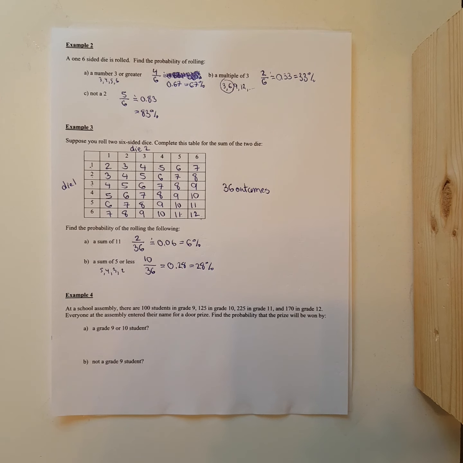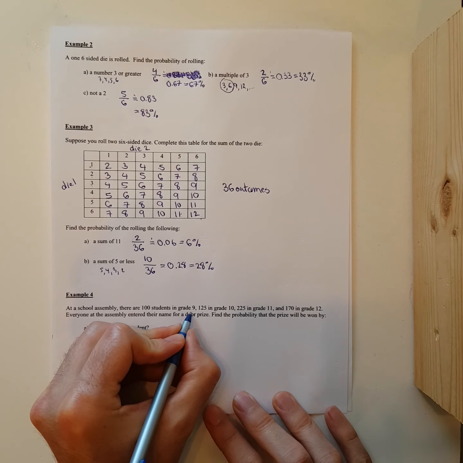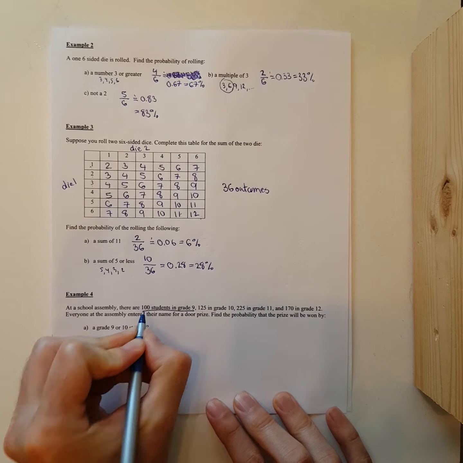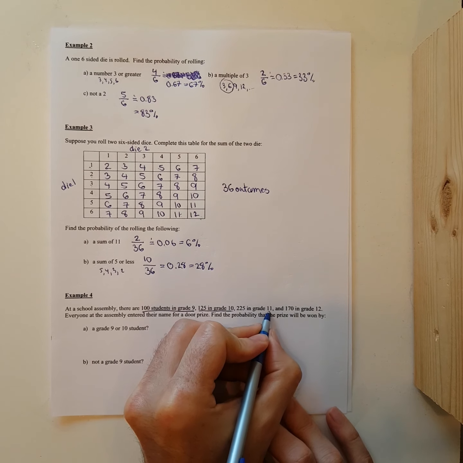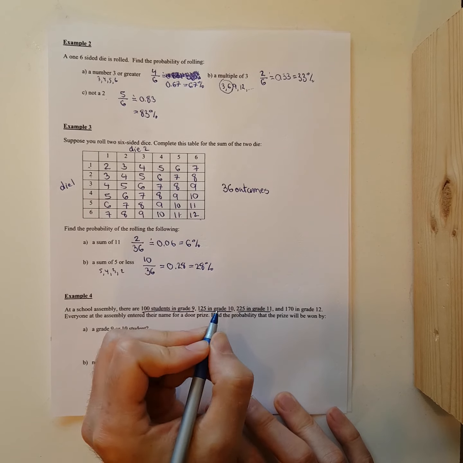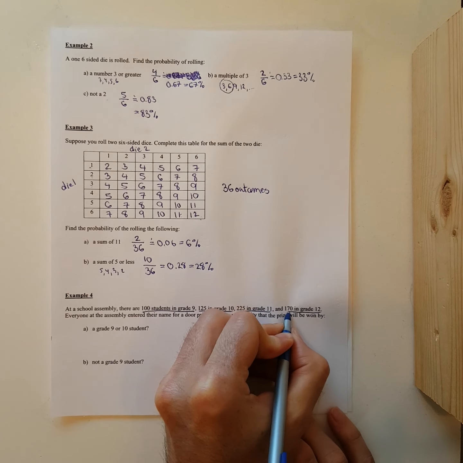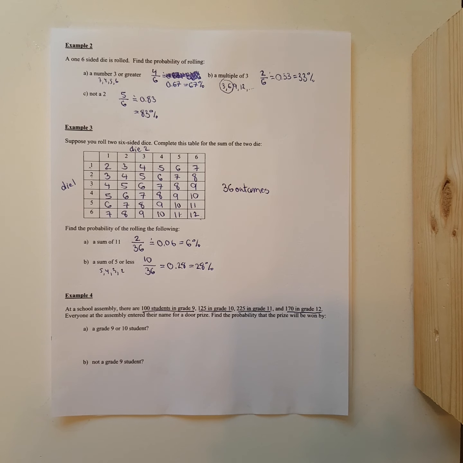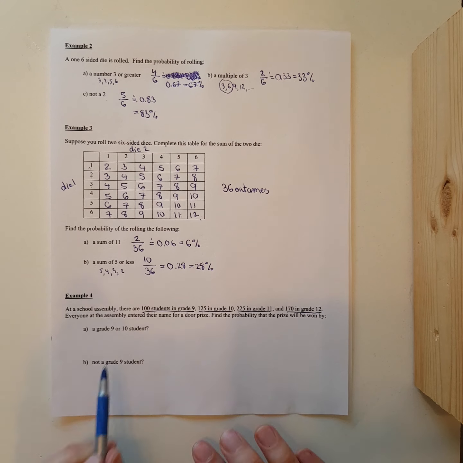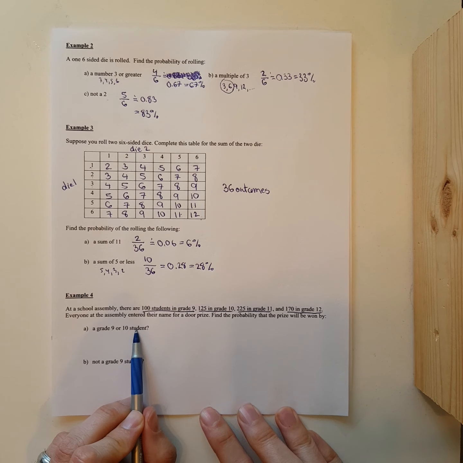Lastly, we can make up whatever scenario we want. Here I'm going to say at a school assembly, there's 100 students in grade 9, there's 125 students in grade 10, there's 225 students in grade 11, and 170 students in grade 12. Everyone at the assembly enters their name for a door prize. Find the probability that the prize will be won by a grade 9 or a grade 10 student.